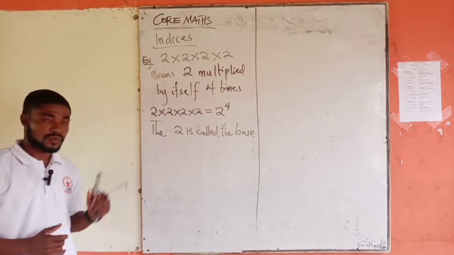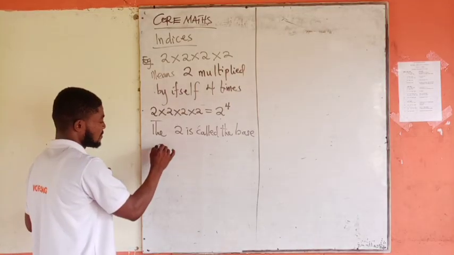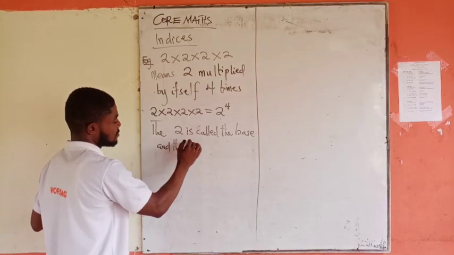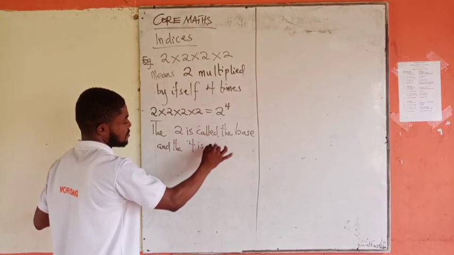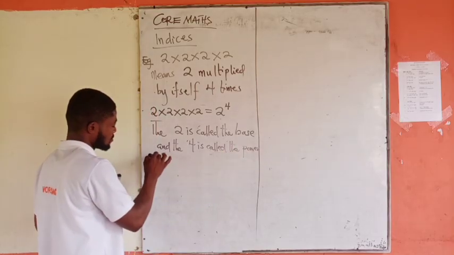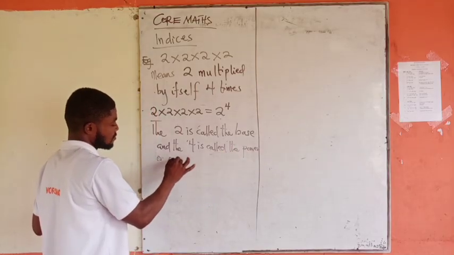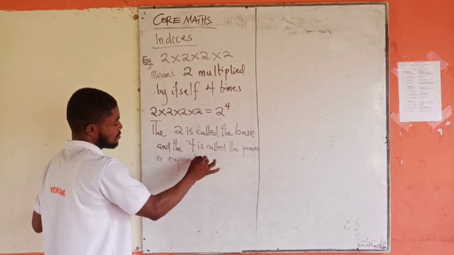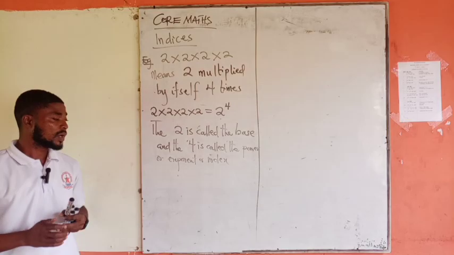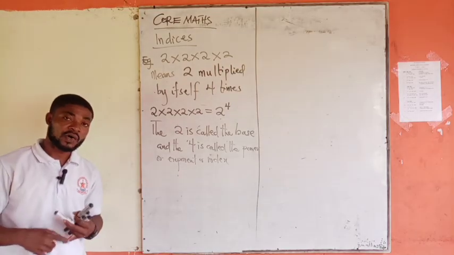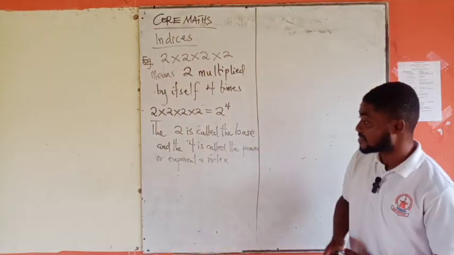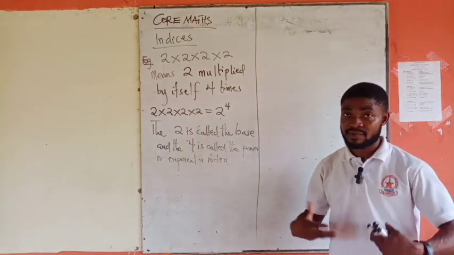So the 2 here is what we call the base. We call the other the power, the exponent, or the index. So this basically has to do with the concept of indices. This is what we mean when we talk about indices.